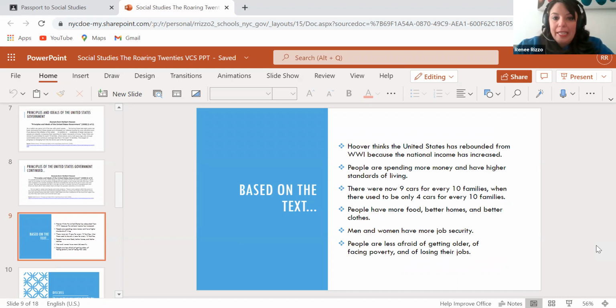So, based on the text, this is a little summary I put together. Hoover thinks the United States has rebounded from World War I because the national income has increased. People are spending more money and have higher standards of living. There were now 9 cars for every 10 families, when there used to be only 4 cars for every 10 families. People have more food, better homes, and better clothes. Men and women have more job security. People are less afraid of getting older, of facing poverty, and losing their jobs.